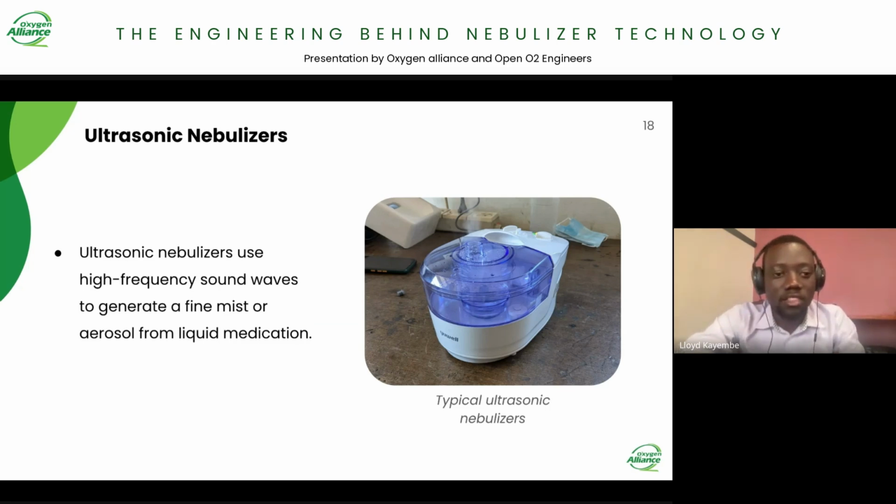So unlike the jet nebulizers, ultrasonic nebulizers use high-frequency sound waves to generate the mist for the medication delivery. So on your right, you can see an image of a typical ultrasonic nebulizer. These devices come in various sizes, but they all operate using the same principle of high-frequency sound waves to create the mist for the patient to inhale. Some models are battery-powered, while others rely on AC from a wall socket.